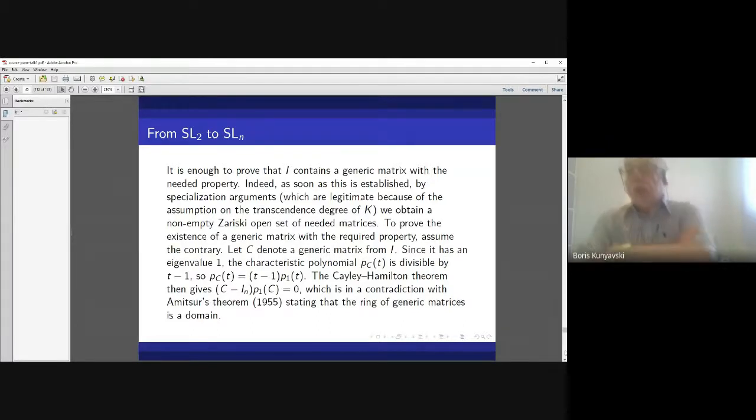Well, assume to the contrary that a generic matrix does not have this property. So it has an eigenvalue 1 according to this assumption. Then its characteristic polynomial is divisible by t minus 1. It's linear algebra, Bezout theorem. And then we use the Cayley-Hamilton theorem, which we all know, which we all learned, which some of us taught, which gives you that this is an annihilating polynomial. So C minus the identity matrix times something is 0.